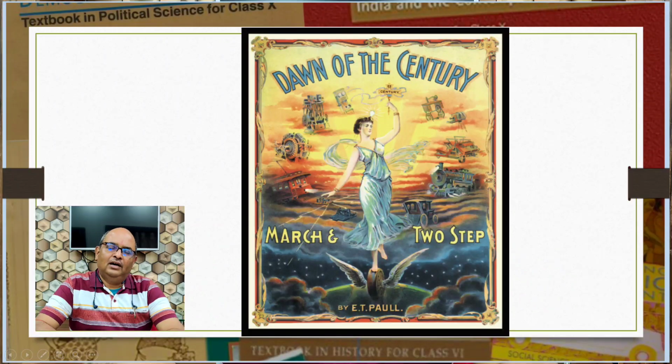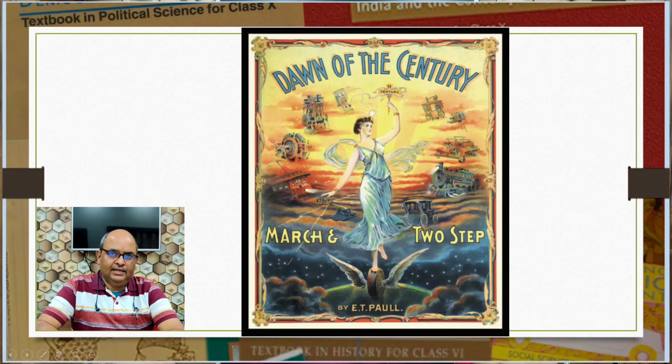Dear students, today we will start a new lesson, the Age of Industrialization, which is chapter 5 of your NCERT textbook. The lesson begins with a picture. This artwork is basically a cover page of a music book announcing the dawn of the century. It was published by E.T. Paul in 1900. If we look into the picture, we will see an image of a goddess-like figure.